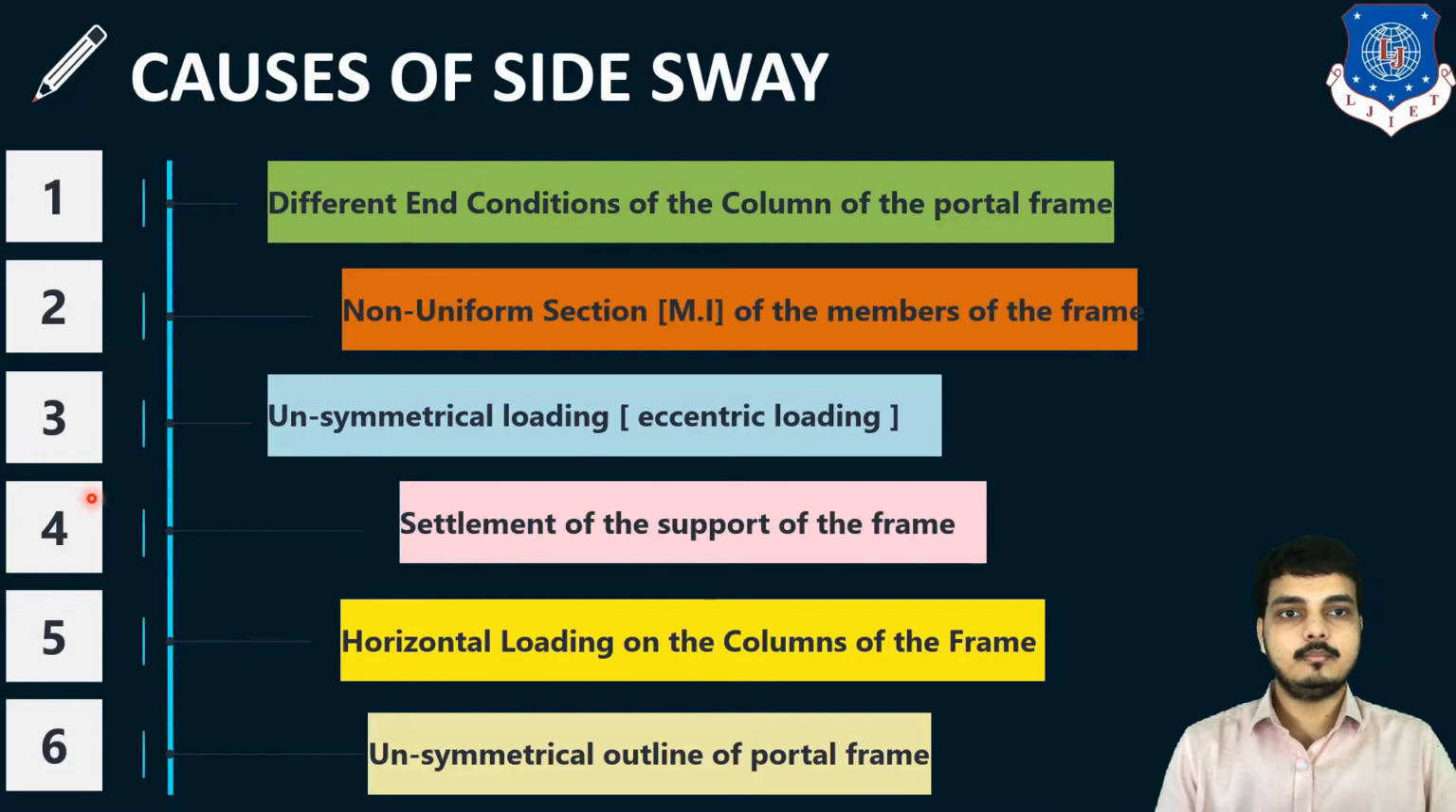It may also be that more than one comes, like two together, for example different end conditions and non-uniform sections of MI. But even if a single point comes, the sway will occur. It is not necessary that all 6 points will come. It might be 2 or 3. So we have to remember these 6 points. By these 6 points we can recognize whether sway will occur or not on that particular frame.